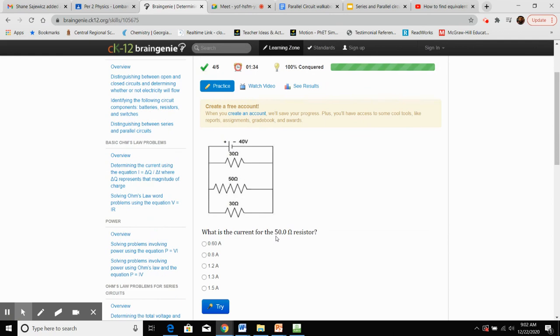All right, so we need to figure out what the current is for this 50 ohm resistor. Okay. Well, for this guy, if we call this R1, R2, and R3, right? So R2 is 50 ohms. What is the voltage going through the 50 ohm guy? 40.